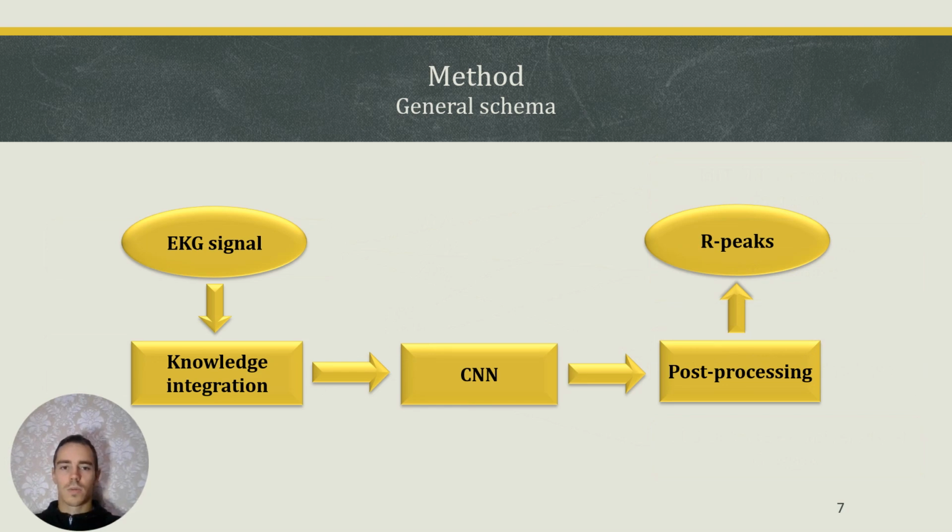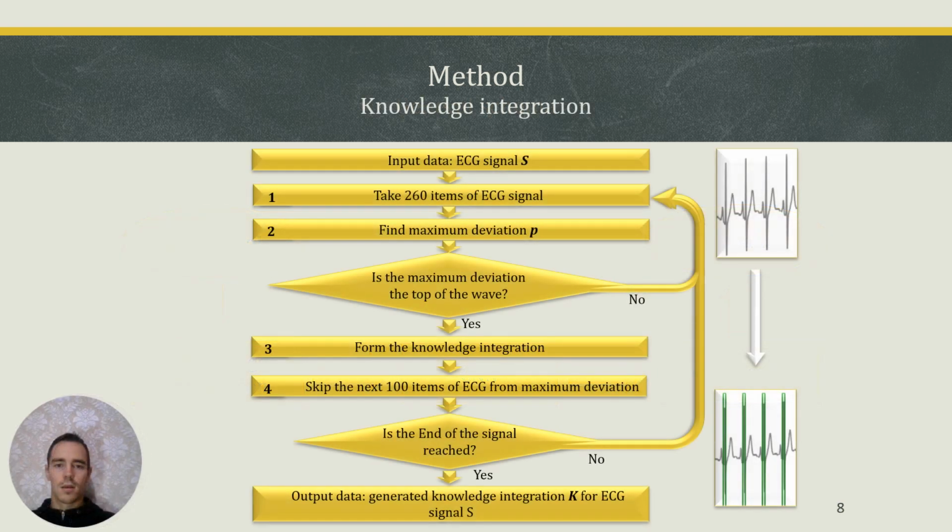This slide shows the scheme of the proposed method. As you can see, the method takes the electrocardiogram signal as the input. The method processes the signal in 3 stages and produces R-peaks as a result of execution. In the first, knowledge integration stage, we use the basic knowledge that the R-peak in the reference cardio cycle has a maximum deviation within the cardio cycle. This slide shows the algorithm used to generate this knowledge integration.